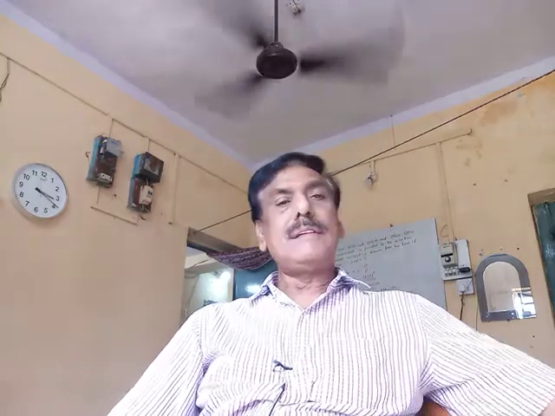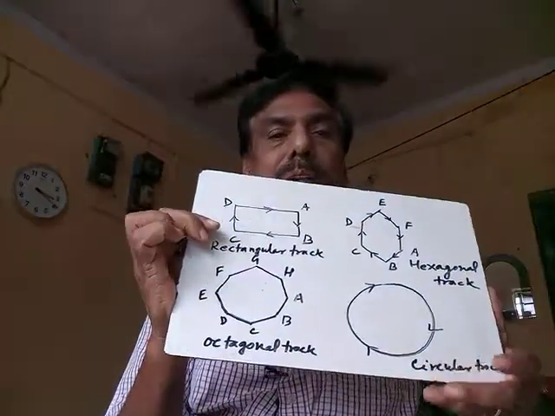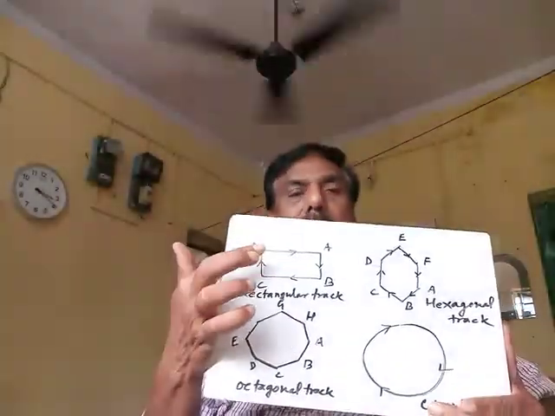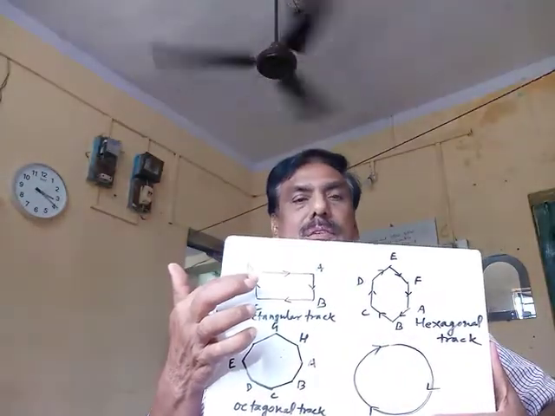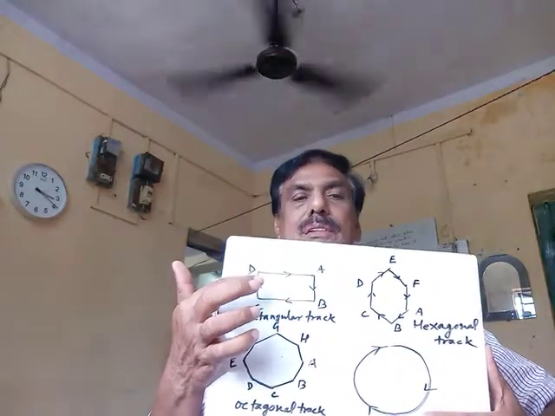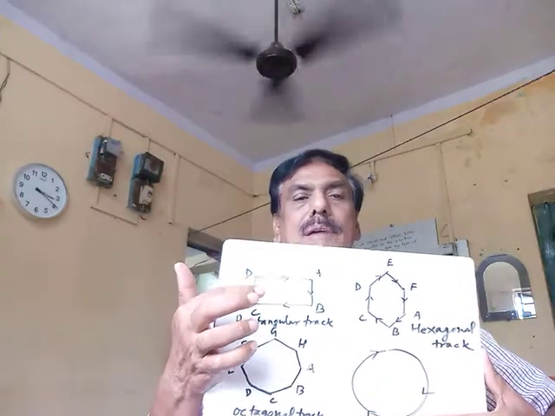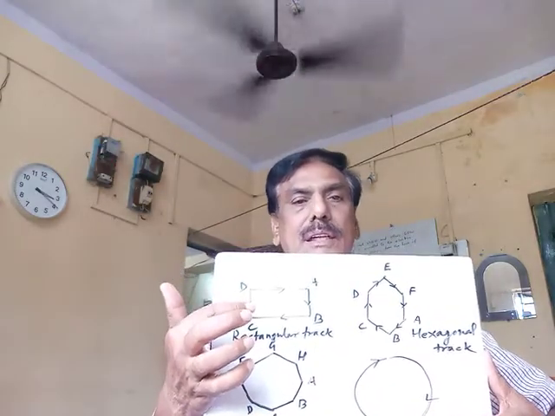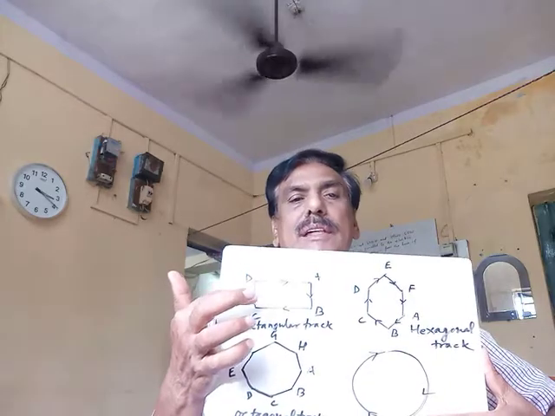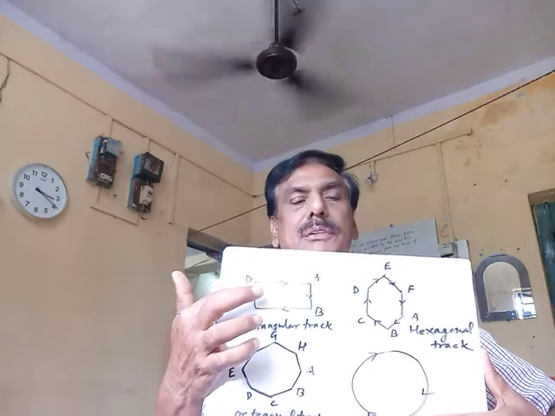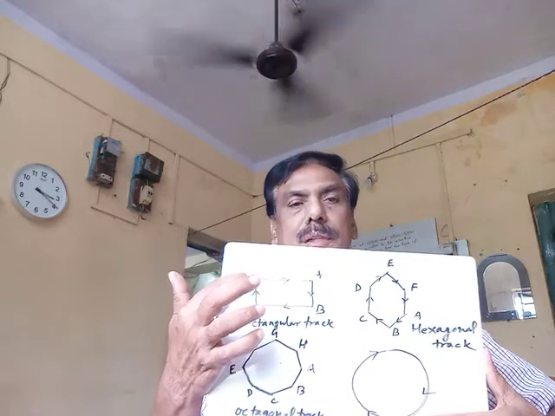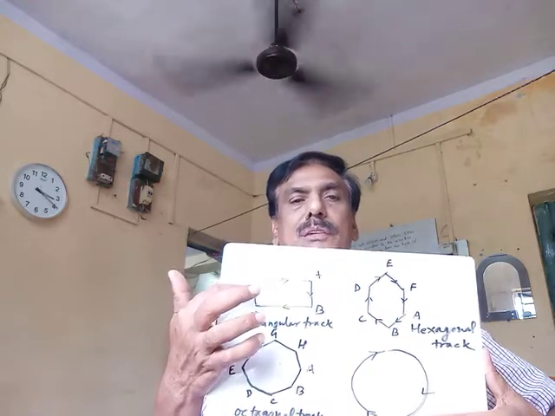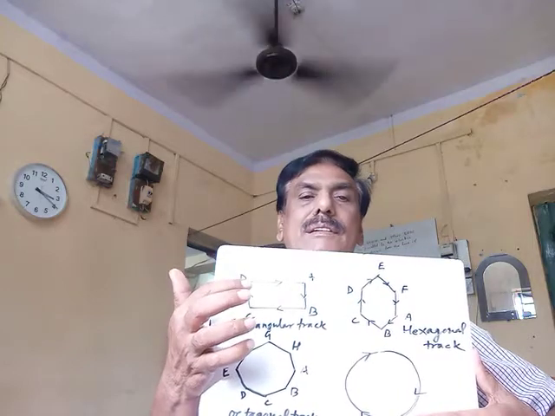Suppose there is a track. This is a rectangular track, and an athlete is moving on this track. The velocity is uniform, meaning the magnitude of the velocity is not changing. When moving on this track, the athlete will have to change direction 4 times: from A to B, B to C, C to D, and D to A. It is changing in direction.